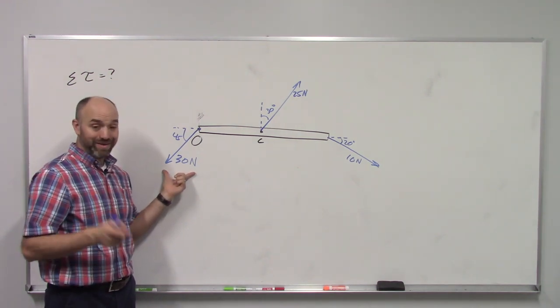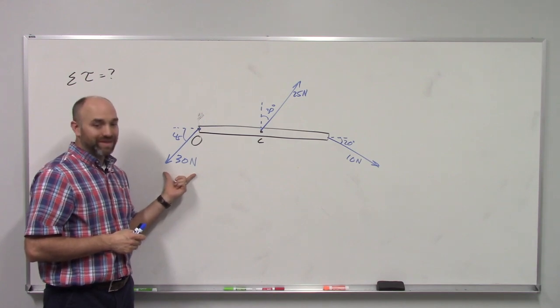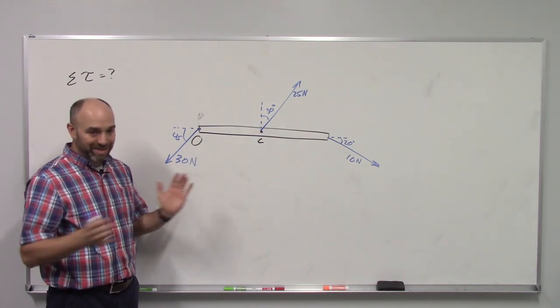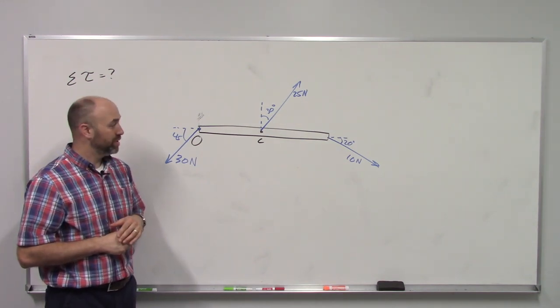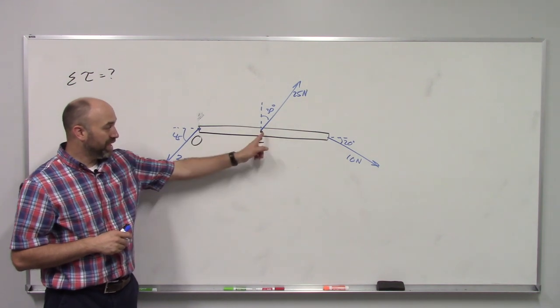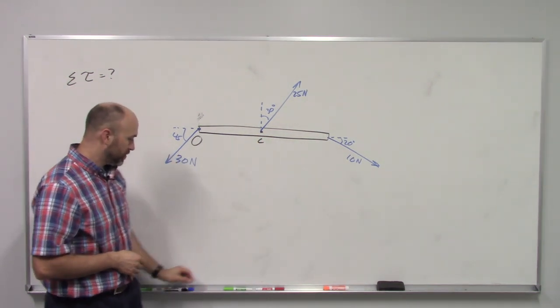Zero. Why? Because it's directly on the pivot point. Exactly. It's pulling on the pivot point. It's not going to turn it in any direction. It's like pushing on the hinge of a door. Nothing's going to happen. But this one will cause a torque, and this will cause a torque. Those are both crooked vectors, so let's break them down.